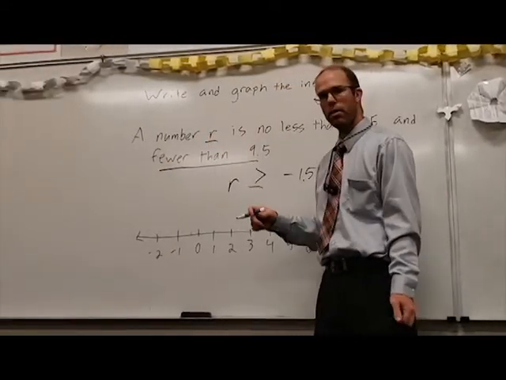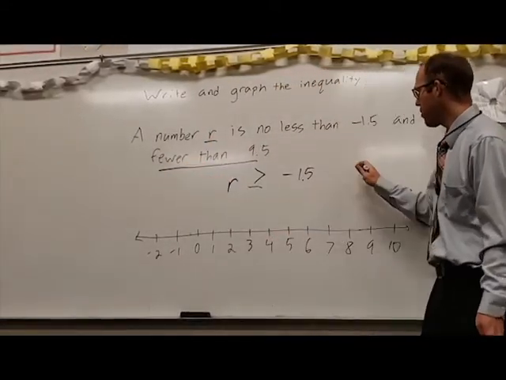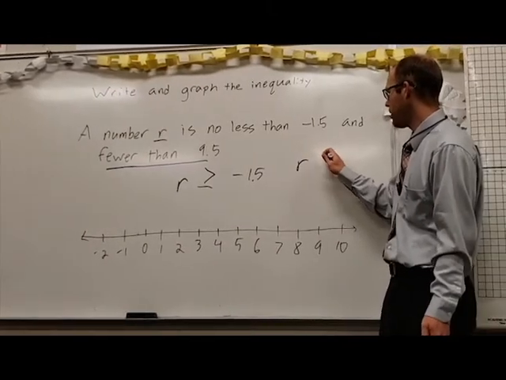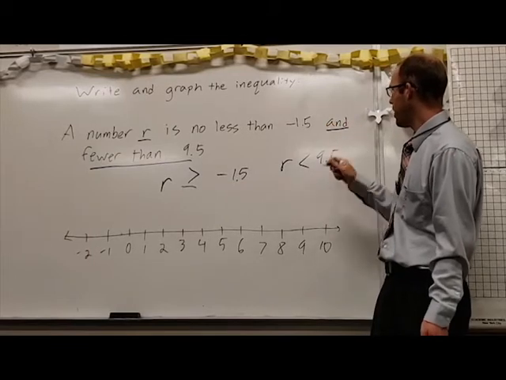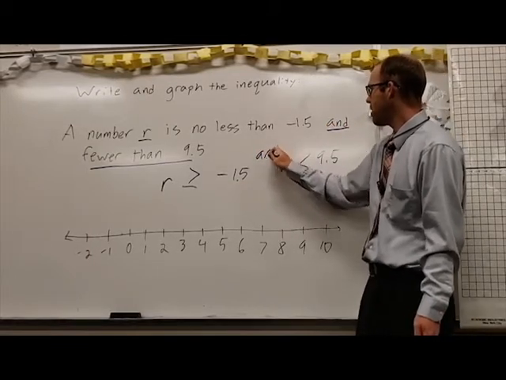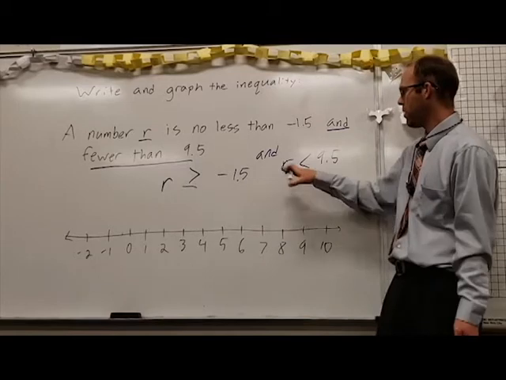So it's still talking about this r. This r is fewer than 9.5. Fewer than means it's less than 9.5. And then the key word right here is "and." So let's graph both of these and decide what to keep.